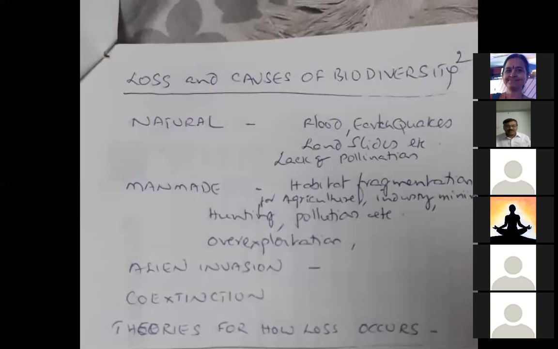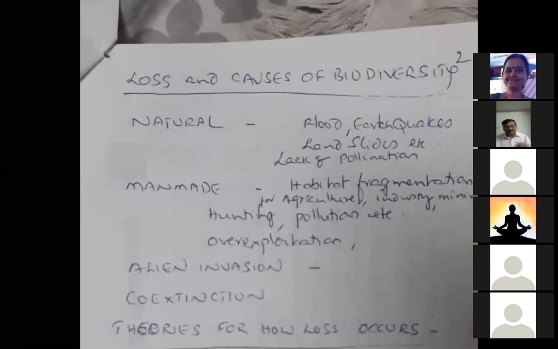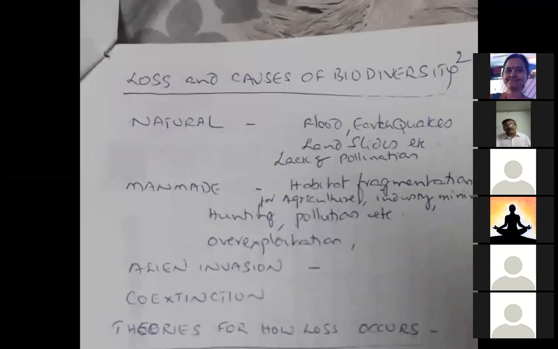But the difference is, the 5 previous times the rate of loss was less, whereas now the rate of loss of species is 100 to 1000 times. 6th extinction is currently happening. This is called loss of biodiversity. The reasons are both man-made and natural, but the rate is 100 to 1000 times compared to previous instances.